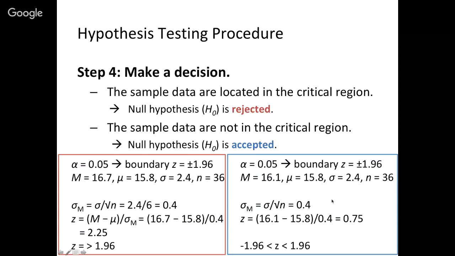But here, you see the z-score is 0.075. So it's between the two boundaries, the positive and negative boundaries. So it's not in the critical region. And then we have to accept the null hypothesis. So in this example, we say we don't have any treatment effect.